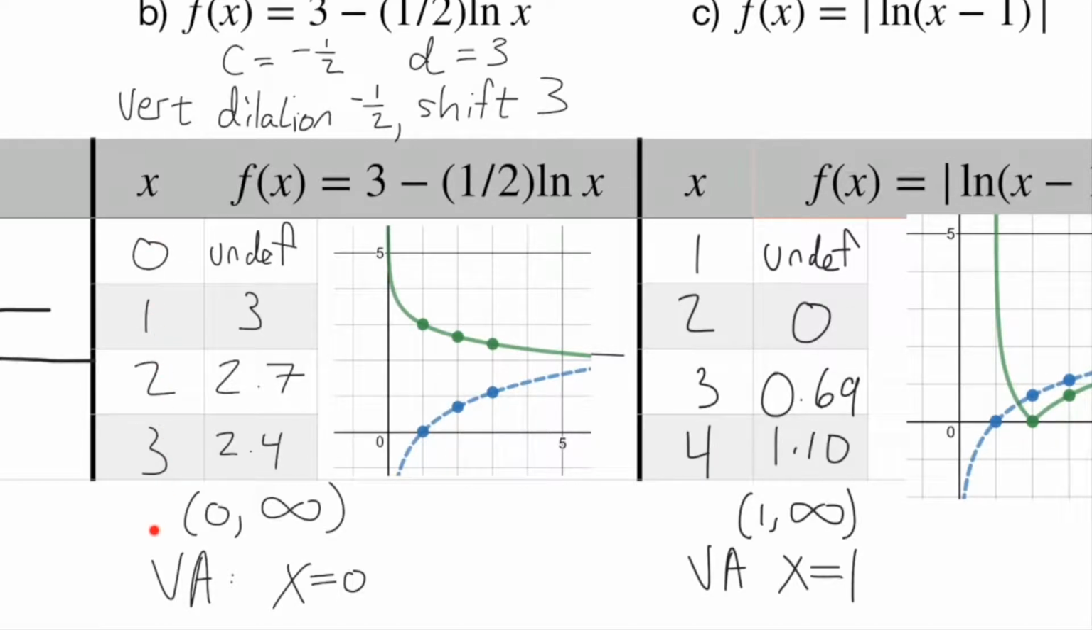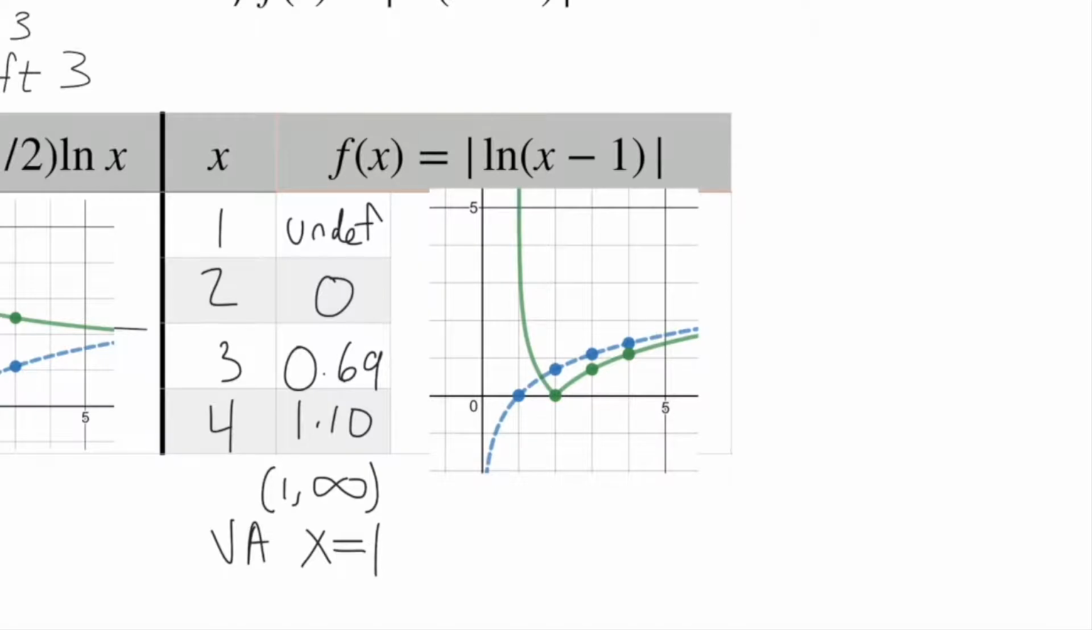So 0, 1, 2, 3, if you plug those in here, you're going to get something that's undefined at 0 and these points, and you can plot them, and there it is. This has a domain of 0 to infinity, just like the original parent, and a vertical asymptote at x equals 0, just like the original parent function.